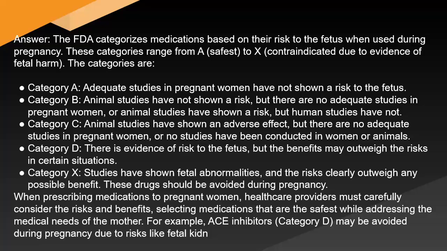The categories are: Category A, adequate studies in pregnant women have not shown a risk to the fetus. Category B, animal studies have not shown a risk, but there are no adequate studies in pregnant women, or animal studies have shown a risk, but human studies have not. Category C, animal studies have shown an adverse effect, but there are no adequate studies in pregnant women, or no studies have been conducted in women or animals.